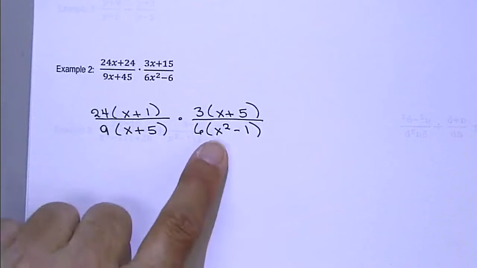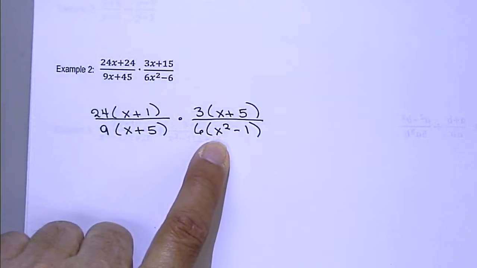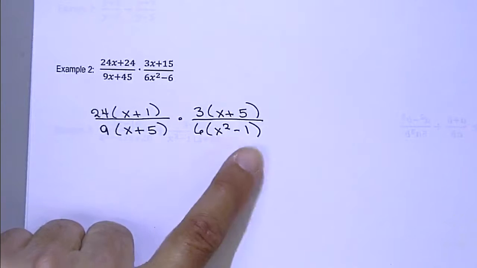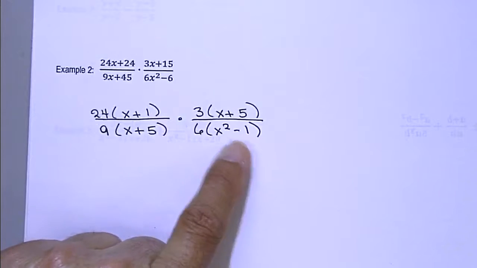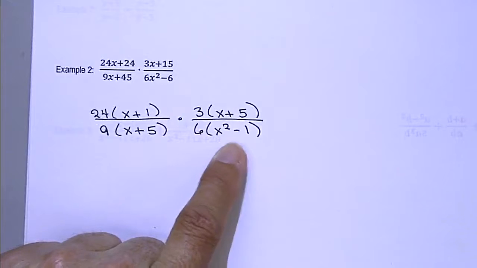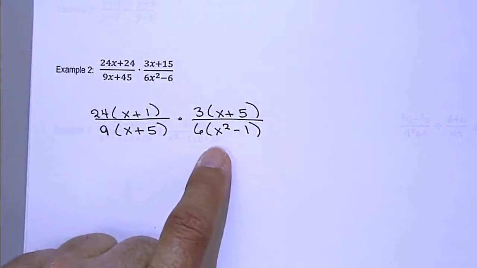I have an x squared. I have a perfect square. Do I have a perfect square here? Do I have a minus in the middle? What is this? What do we call it? A difference of two squares. How do you factor a difference of two squares?